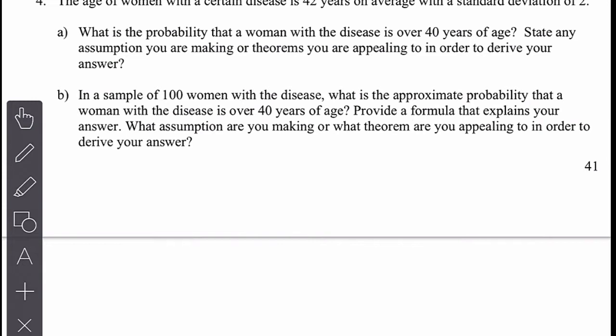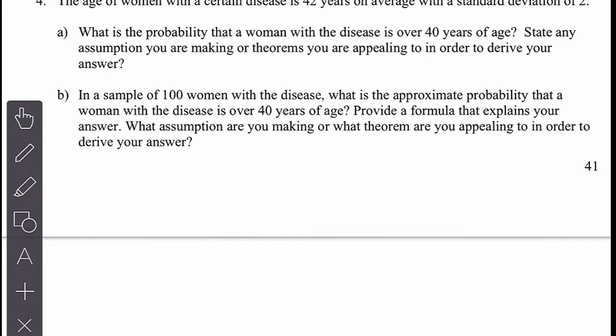I didn't mention if the distribution was normal, did I? So if I wanted to know what the probability is that a woman with the disease is over 40 years of age, then what I have to do, so usually I write it like this. So I'll say X is known to have a mean of 42 and a standard deviation of 2.